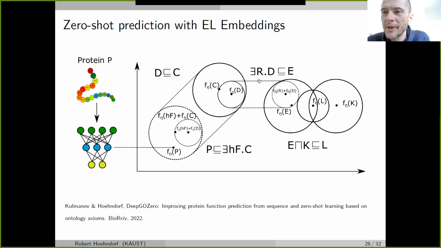So the same space in which we have our classes that characterize functions of proteins. And then they become points in this space. And based on the relations between these classes, we can then make inferences about protein P and the functions it may have. And we call this model DeepGo 0. So this is a zero-shot function prediction method with axioms from OWL ontologies, in particular EL ontologies here.